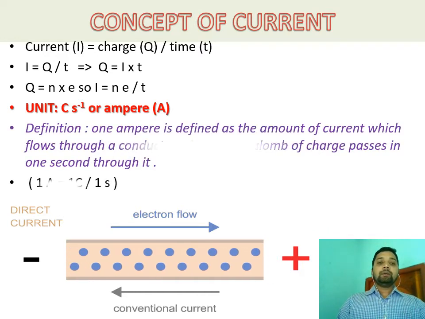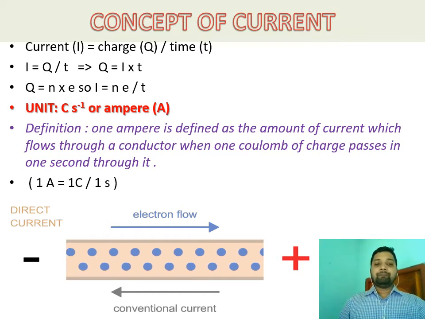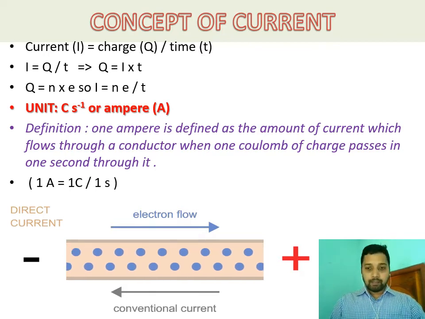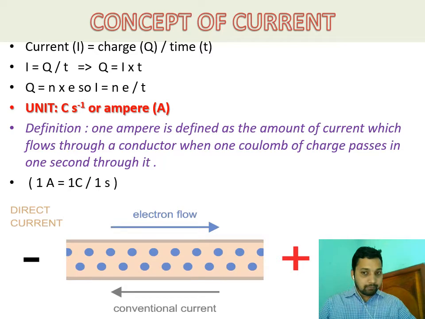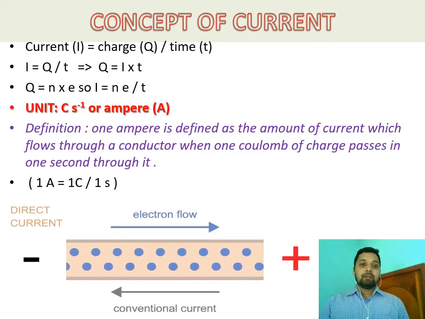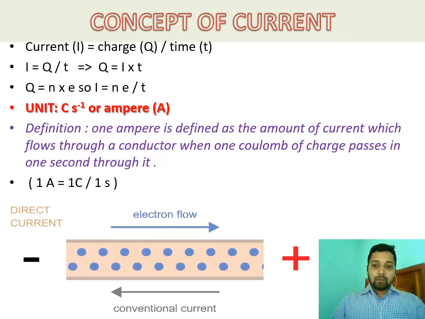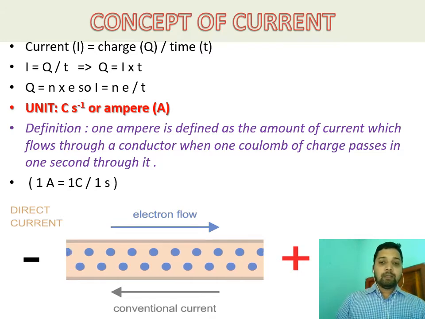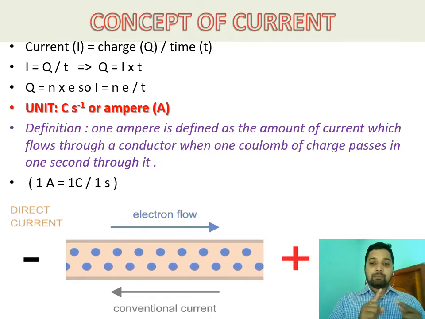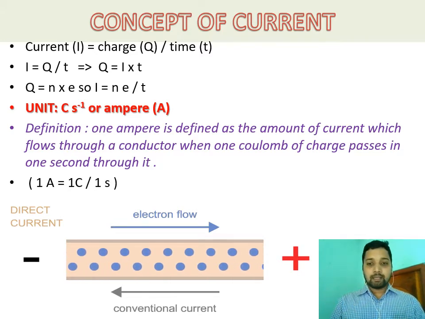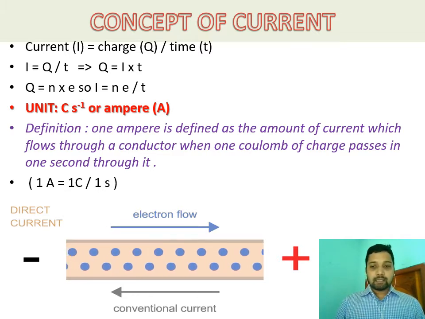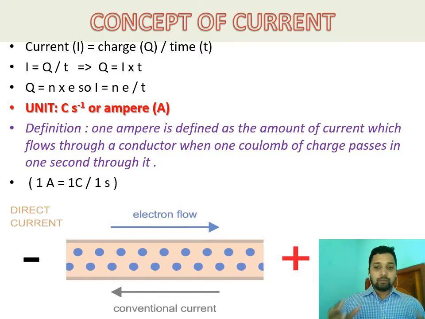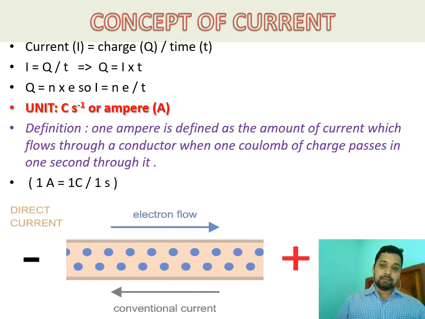So here you can see, define the unit of current or ampere. 1 ampere can be defined by taking the mathematical expression I equal to Q by t. How can we get 1 ampere? If 1 coulomb of charge flows through the conductor for 1 second, that means 1 ampere equal to 1 coulomb by 1 second. 1 coulomb of charge flowing through a conductor for 1 second is 1 ampere.